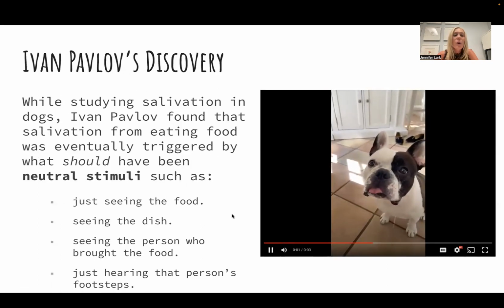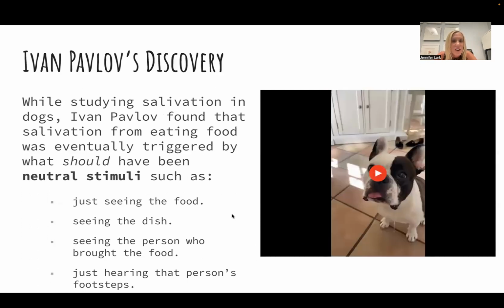So Pavlov, while he was studying salivation in dogs, found that salivation from eating food is a totally natural response. And here in the video, you can see Mrs. Van Fleet's adorable dog, Alfie, completely drooling a waterfall of drool because Alfie is about to get food, okay? But Pavlov realized that that natural response eventually started to be elicited from stimuli that never should cause that response in dogs. His dogs would salivate when they just saw food, or when they saw their dog dish, or even when they saw the person who normally brings them the food, or just by hearing that person's footsteps.